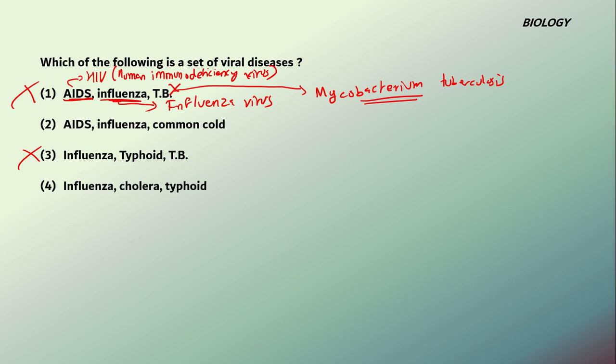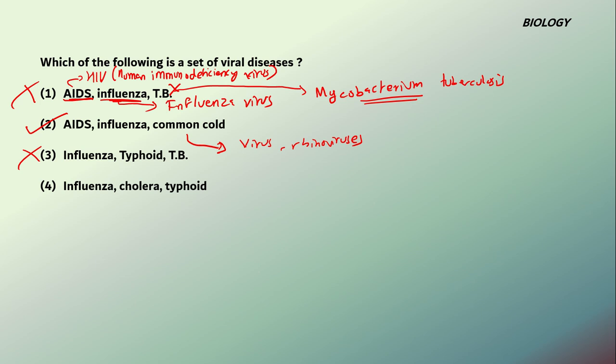Now, in option number 2, we have common cold. Now, this is also caused by various viruses, and one example of it is the rhinoviruses. And so, from this only, we can get that option 2 is correct. AIDS, influenza, and common cold, all of them are caused by viruses and hence are viral diseases. However, let's check the fourth one.